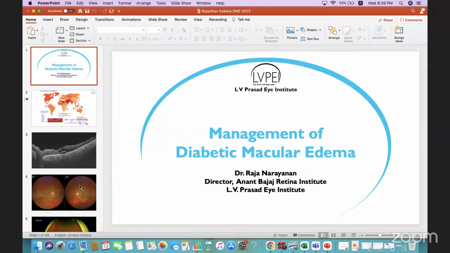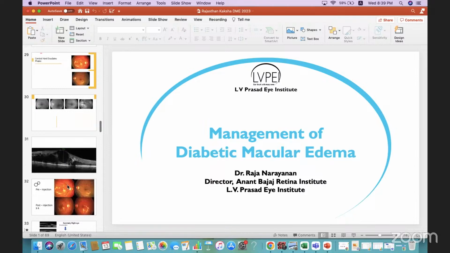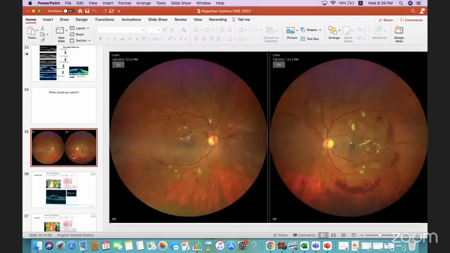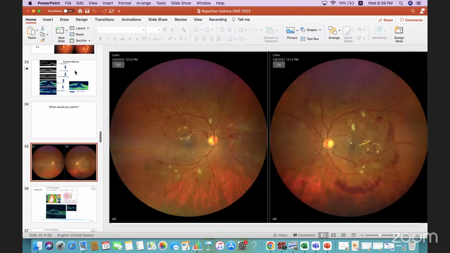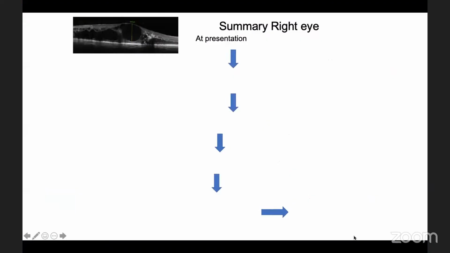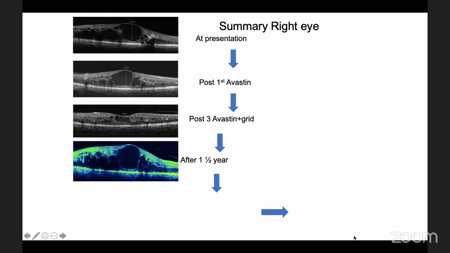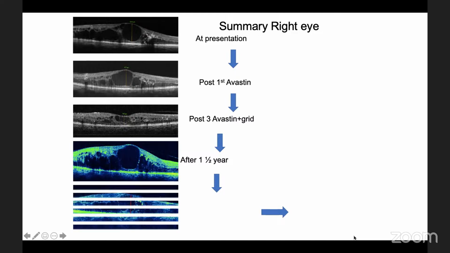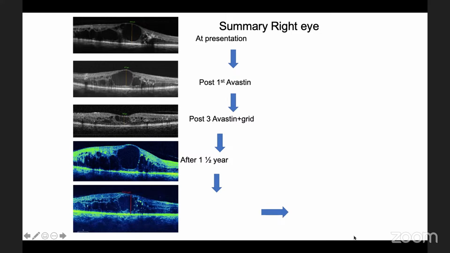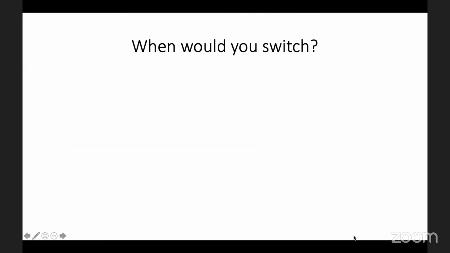I'll just speed up some part of the presentation, then go to a different case. The first case: after 4 injections of bevacizumab, this patient was treated more than 10 years ago. At that time, ILIA was not launched. This patient had received bevacizumab, but unfortunately was lost to follow up after 3 injections. Then he came back with massive edema, even in the left eye, and bevacizumab didn't work much. But then the question is, when would you switch?